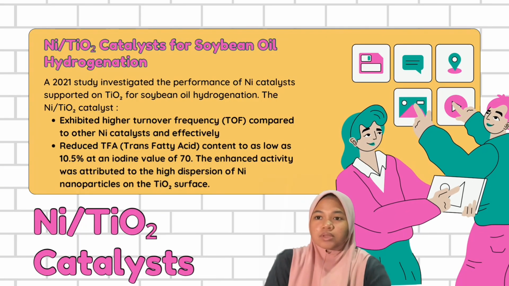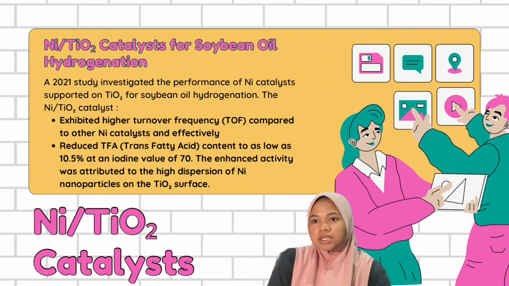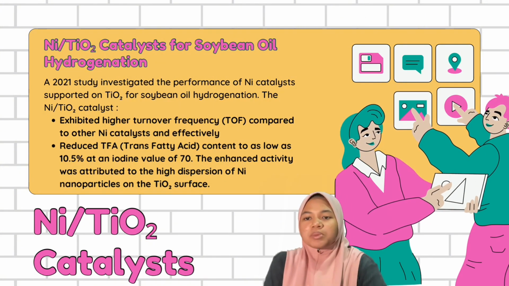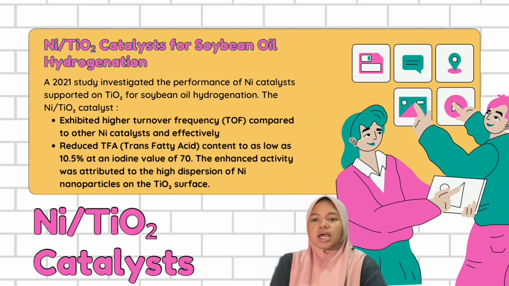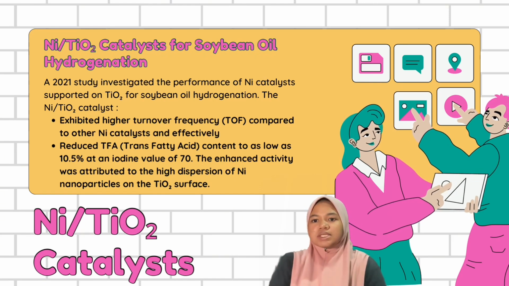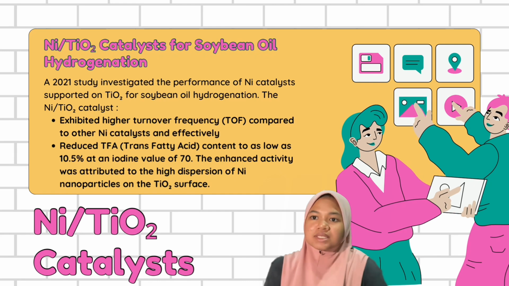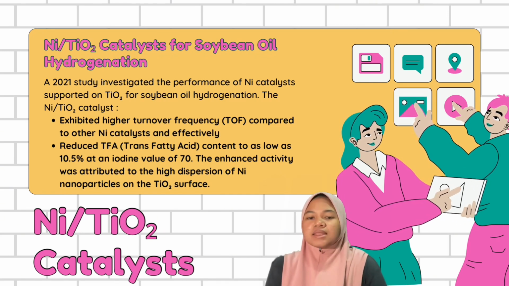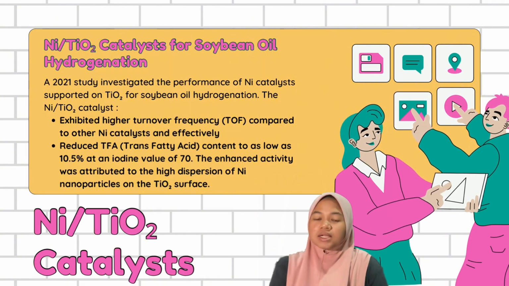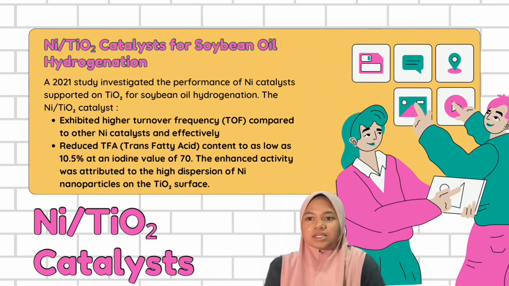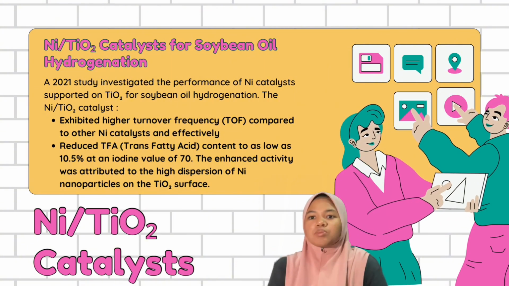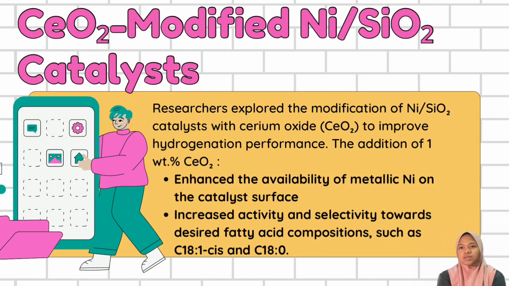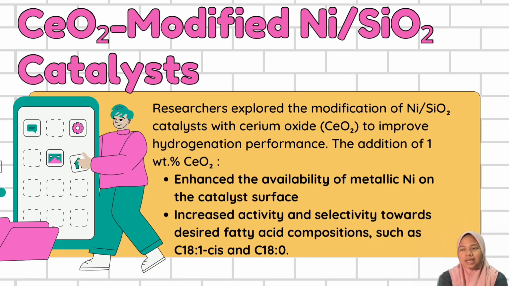So let's begin with the first catalyst development, which is the nickel titanium dioxide, which has already shown excellent performance in soybean oil hydrogenation, achieving high turnover frequencies and reducing trans fatty acid (TFA) formation to as low as 10.5%. This is due to the high dispersion of nickel nanoparticles on the titanium dioxide surface, which enhances both activity and selectivity.